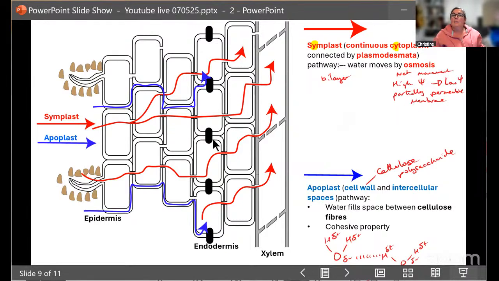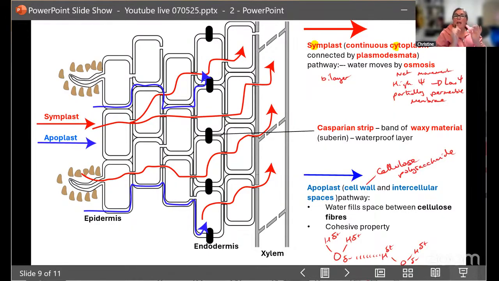Okay, these parts here, these dark sections, are important in knowing that these are what's called the Casparian strip. So this is a band of waxy material called suberin. It's a waterproof layer. And what that does is that stops the apoplast pathway continuing on into the rest of the plant. So it diverts the apoplast pathway into becoming the symplast pathway.